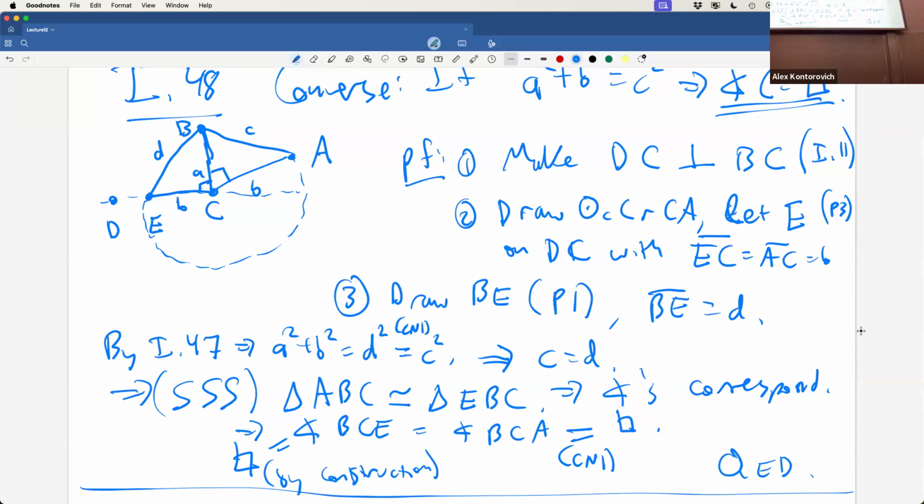You have a random triangle for which you know that a squared plus b squared equals c squared. It's a little bit less than random. And then you have the same thing, a squared plus b squared equals c squared, that's going to have a right angle. Well, this one we constructed to have a right angle. That a squared plus b squared equals d squared follows from the fact that we constructed a right angle at C, because we dropped a perpendicular.